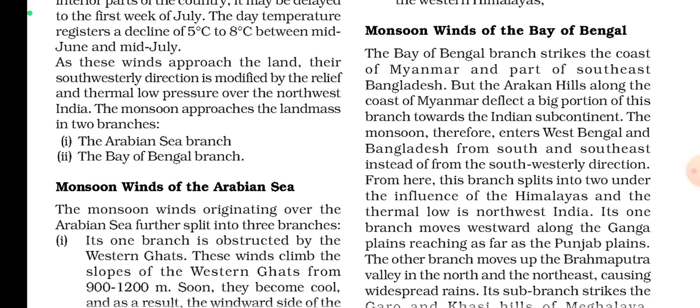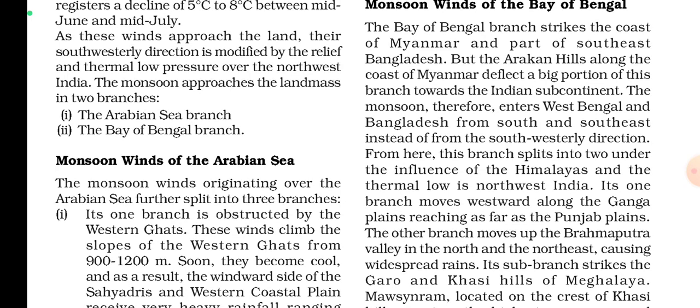Monsoon winds of the Bay of Bengal. The Bay of Bengal branch strikes the coast of Myanmar and part of southeast Bangladesh, but the Arakan hills along the coast of Myanmar deflect a big portion of the branch towards the Indian subcontinent.